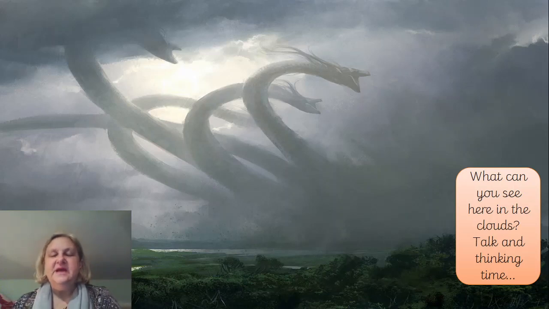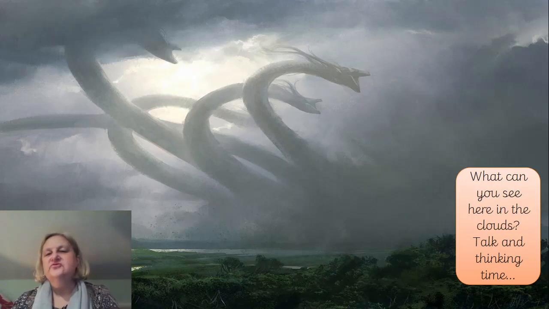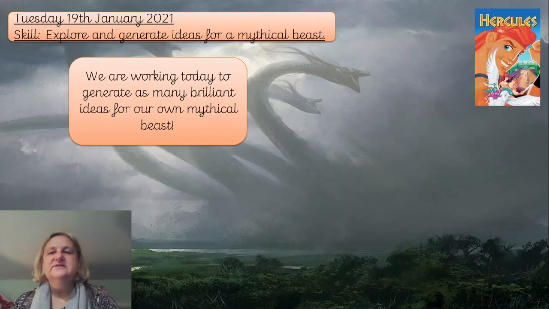So here we've got this weird and wonderful mythical creature coming out of the clouds. Have a little think and a time to talk about what we remember from yesterday, and what were the creatures that we came across in the story, or the film if you watched the film, and have a little thinking time on what this creature could be. And hopefully you're ready to restart.